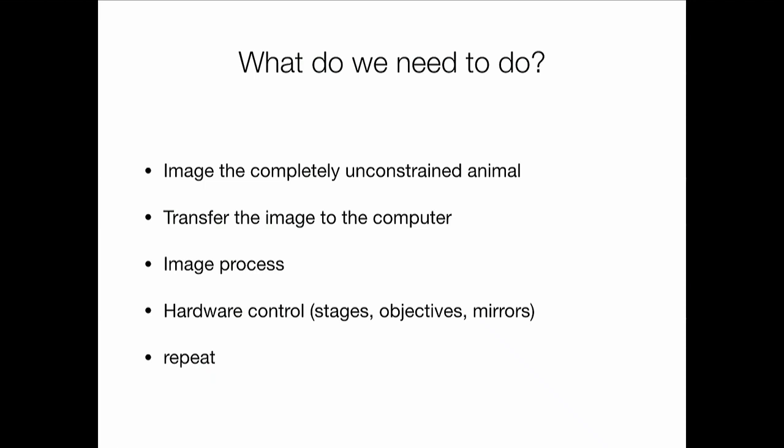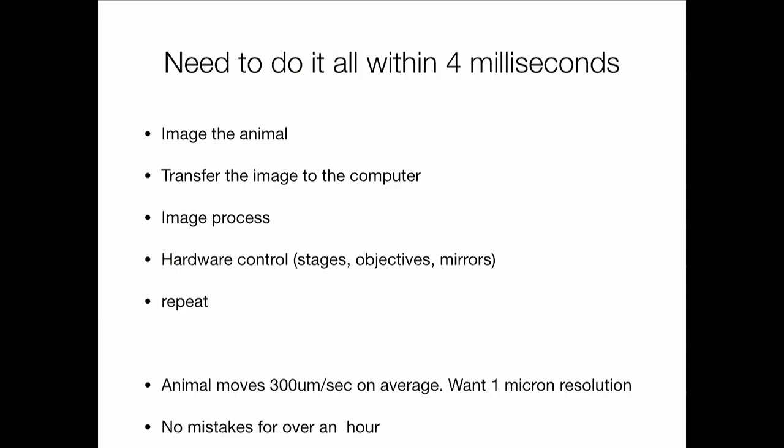And we want to do this for an hour. We want to do it as long as we want. And so if you make a single mistake, you're in trouble because you've lost tracking. And the best part is that we have to do all of this in 4 milliseconds, so that's all the time we have. So you barely have time to expose the image and catch photons, and if you get the most sensitive camera on the market, it takes 10 milliseconds to transfer the data from the camera to the computer. And in that time, we should have done 2.5 times all of these steps.